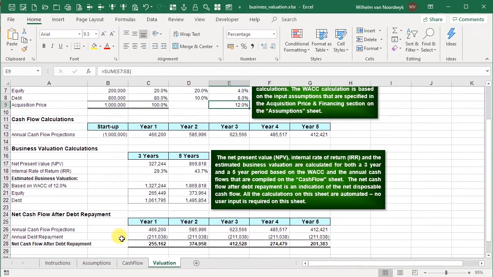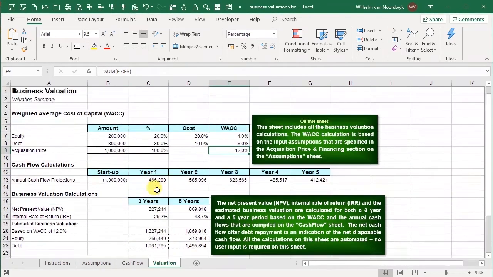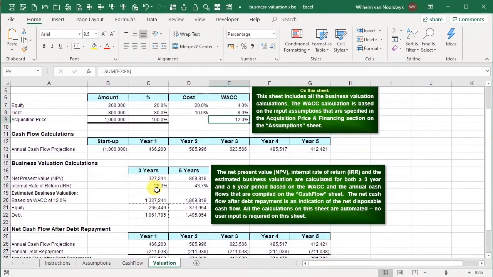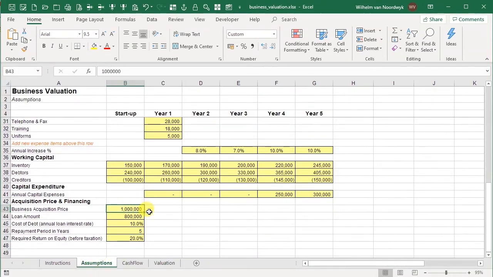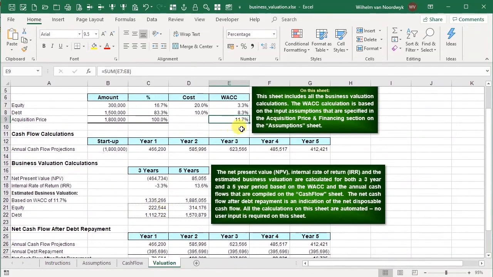Okay, so I'm just going to do an example here where we're going to say, based on this, I can see the value is between 1.3 and 1.8. So I'm just going to work on 1.8. I'm going to go back here and I'm going to change this to 1.8 million. And I'm increasing the loan, let's say 1.5 million. So let's just go back here. So your WACC is just a bit down at 11.7%. So you can see your valuation in 5 years is still around 1.8.